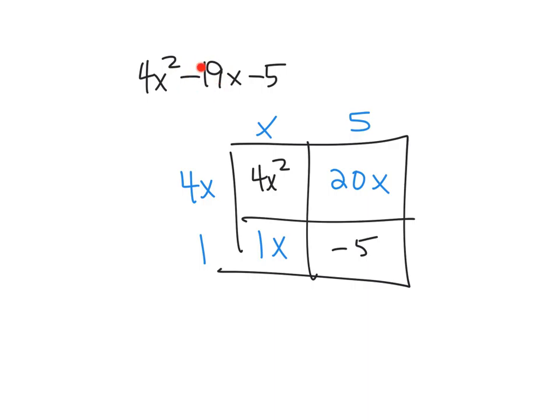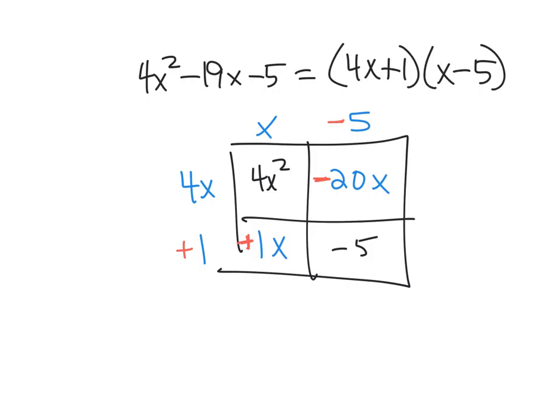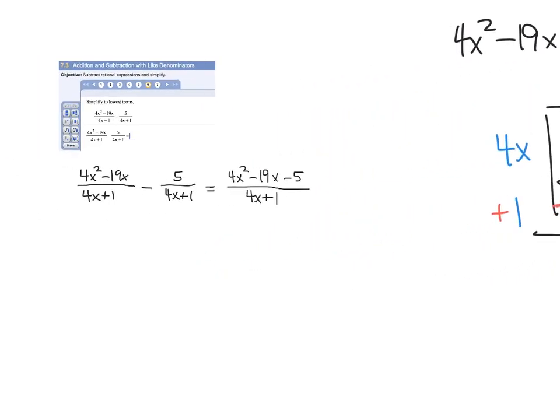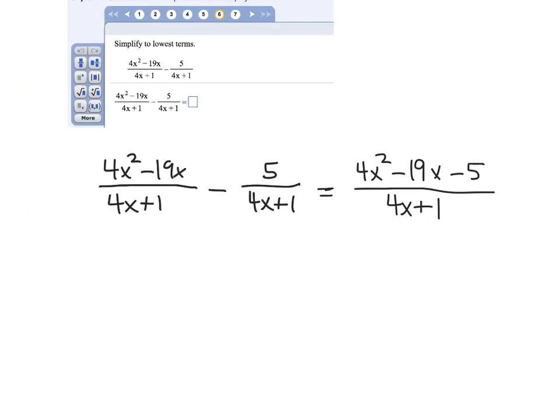Now I'm hoping for a negative 19x. Can we get a negative 19 using these two terms? Yes, we can. That's a negative and this is a positive, which makes this 5 a negative 5, and it makes this 1 a positive 1. So our factored expression over here becomes 4x plus 1 times x minus 5. So that is our factored version.